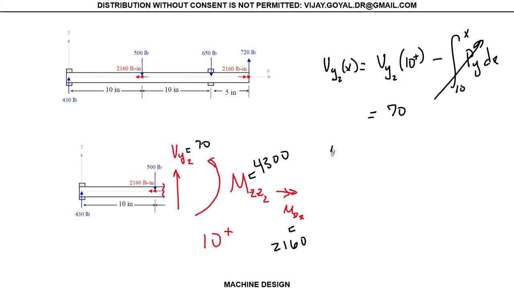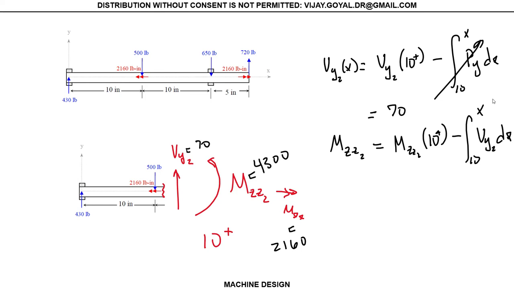We do the same thing for MZZ2. MZZ2 will be MZZ2 evaluated at 10 plus minus 10 times x vy2 dx. And when you evaluate all this, going to jump some steps here, this will give you minus 70x plus 5,000. Okay, you can show that this is the value you will get.